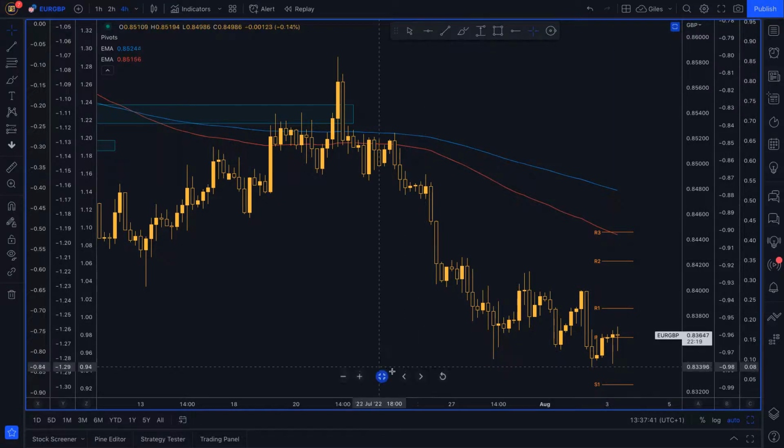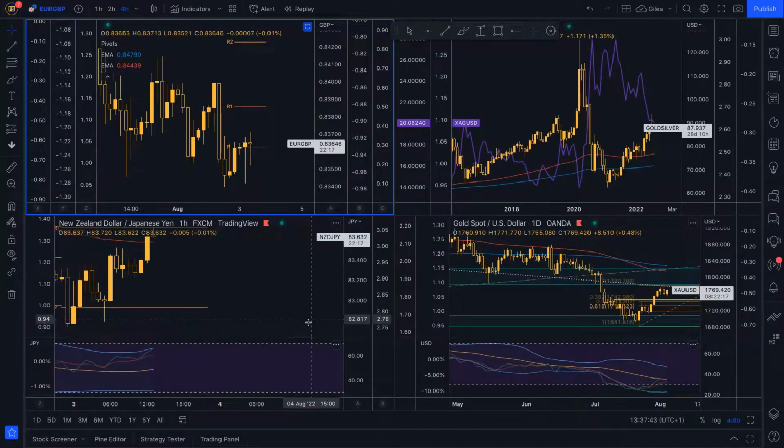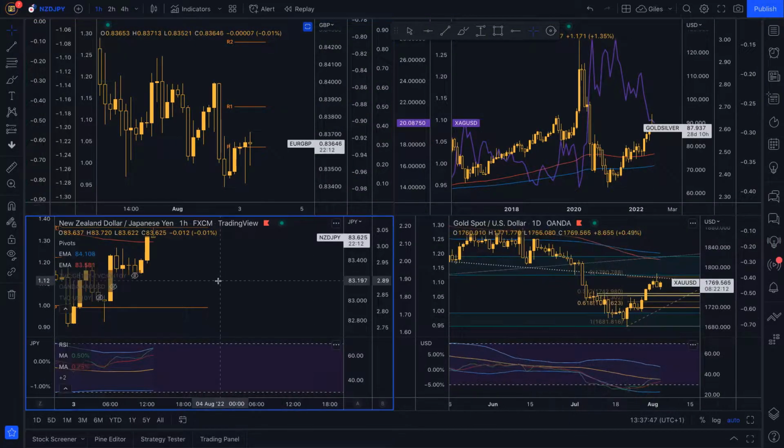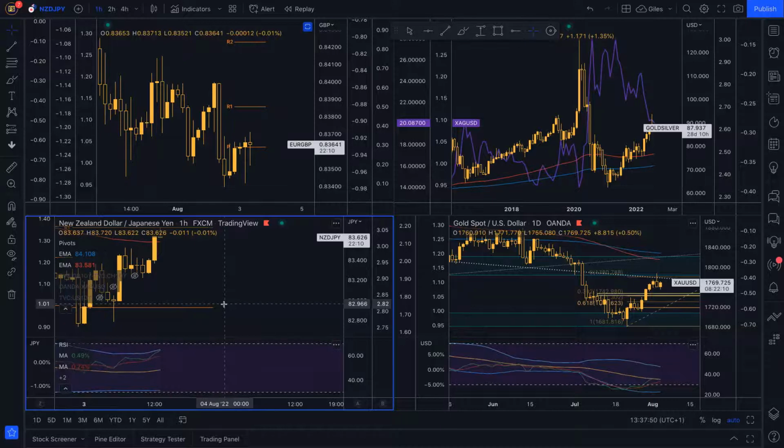So that's where we're at with the euro pound. Very good. Well done. I'm glad you worked that out. That's quite advanced. So well done, Max. Okay.